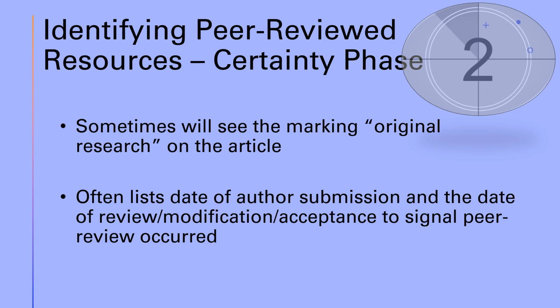Another option is to look for submission dates and then review or acceptance dates that may also be listed on the journal article. In many cases, this is also on the first page. You might tend to see it on the side, almost like in the margins or perhaps at the bottom. You might even see it on the last page of an article, but usually it's on the front. Now, both of these things will give us certainty that we know this has been peer-reviewed, but it may not be on the article.